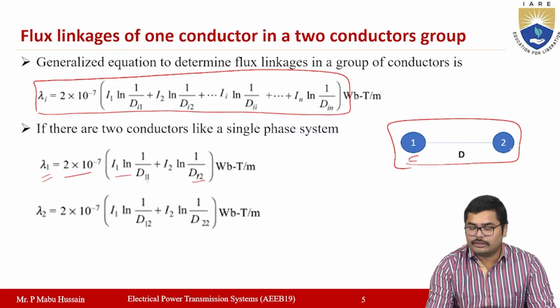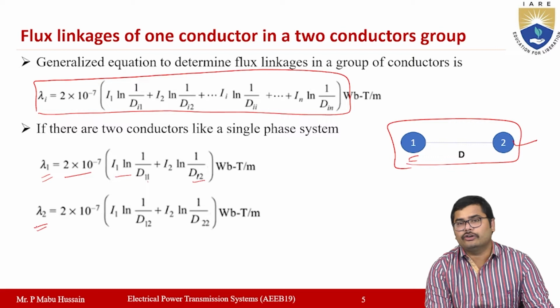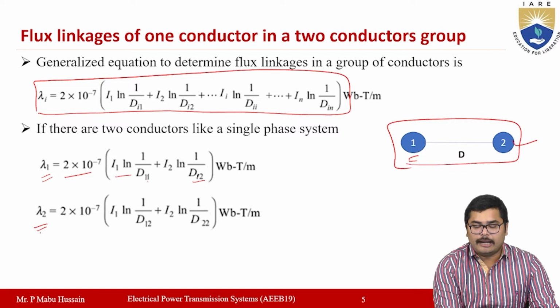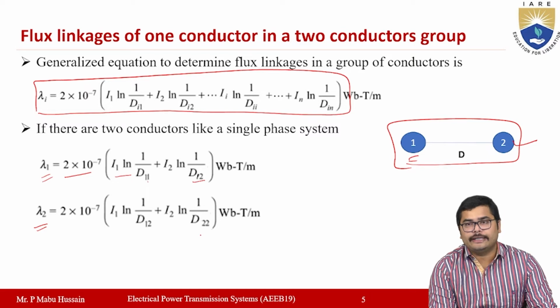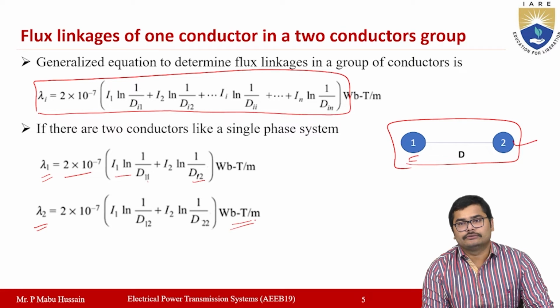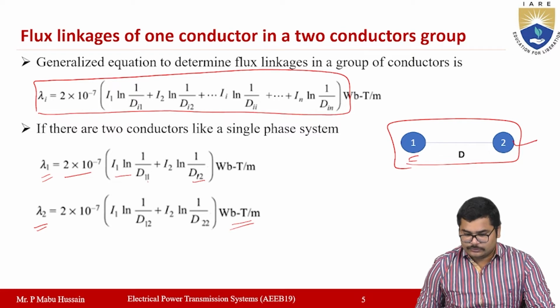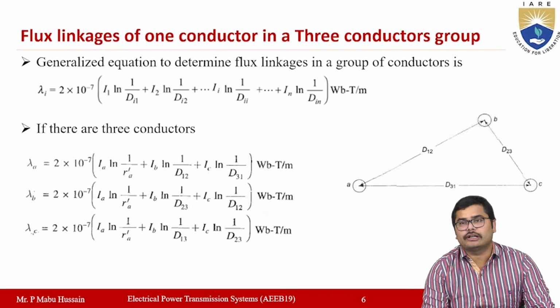Okay, similarly if you write for the second conductor, the flux linkage of the second conductor due to current flowing in both conductors will be lambda 2, which will be equal to 2 into 10 power minus 7 into I1 ln 1 by d12 plus I2 ln 1 by d22, which is in Weber turns per meter. Okay, similarly you can extend this to a group of three conductors also.